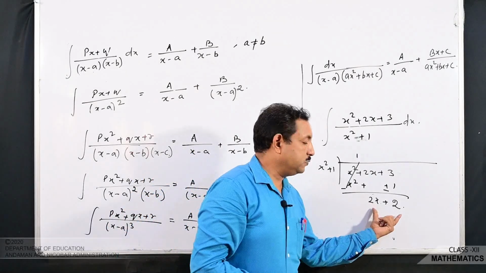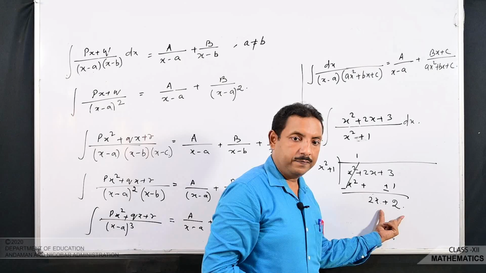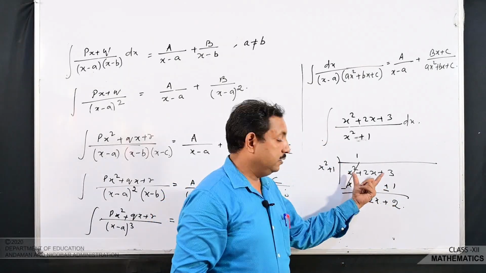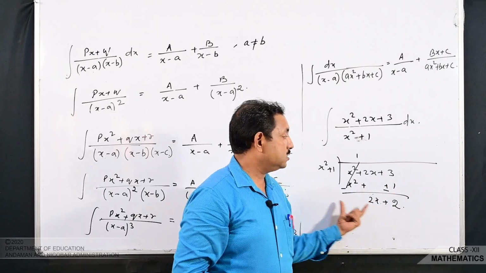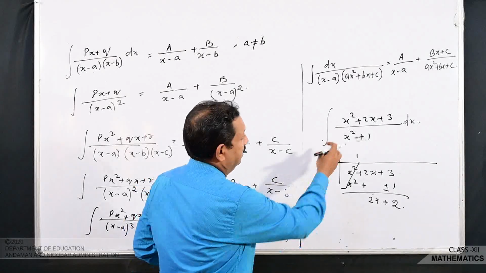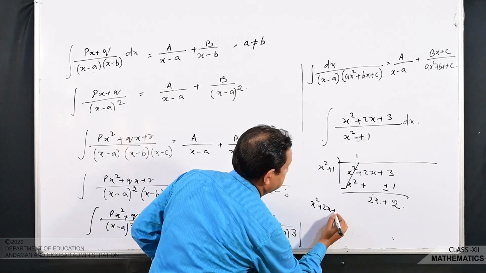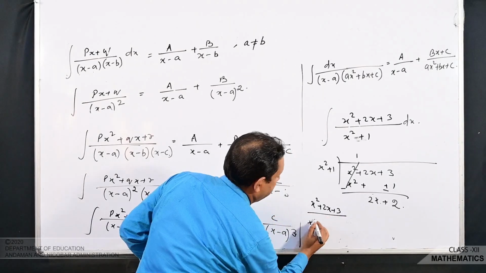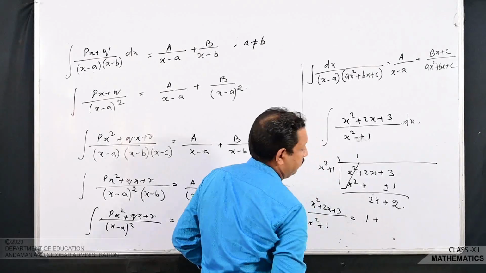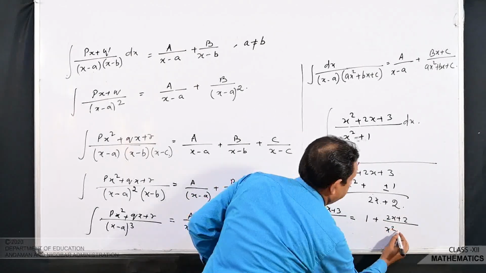Now look here, it becomes linear. This is quadratic and this is linear. Now our division is over. I have to make this arrangement by this quotient and remainder. How? Let's see this portion, (x square plus 2x plus 3) by (x square plus 1) can be written as 1 plus (2x plus 2) upon (x square plus 1).